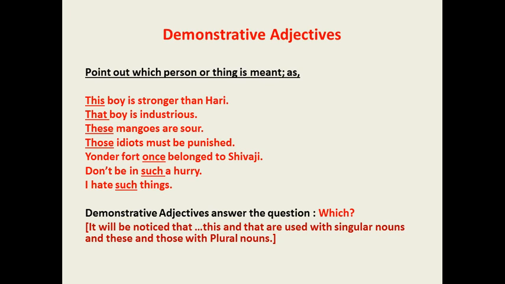I hate such things. So, students, demonstrative adjectives answer the question which. It will be noticed that this and that are used with singular nouns and these and those with plural nouns. Just pay attention, this and that are used with singular nouns which are only one, and these and those with plural nouns, more than one.